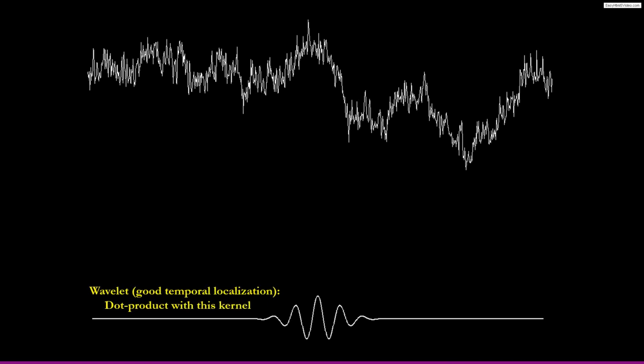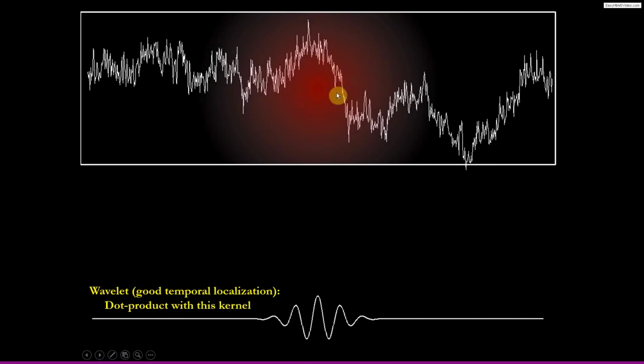But you can already imagine that computing the dot product between this signal and this kernel is going to produce a weighting function that looks like this. And so this is now going to tell us something about the frequency characteristics in this region of time here, and it's not going to tell us anything about the frequency characteristics here because these are just being multiplied by zero in the dot product, and it's not going to tell us anything about the frequency characteristics here because this is also being multiplied by zeros.